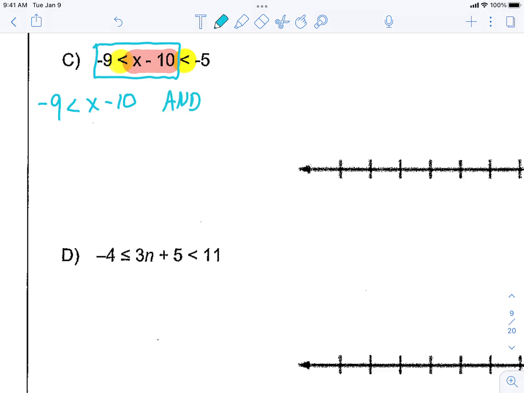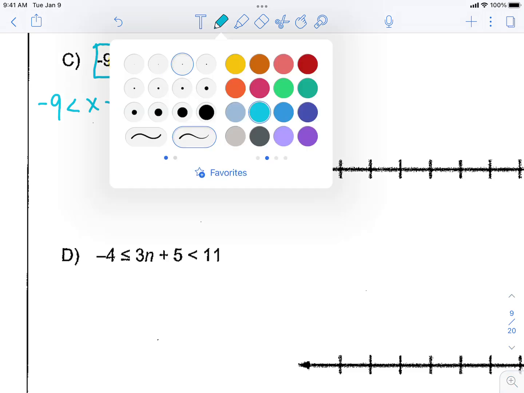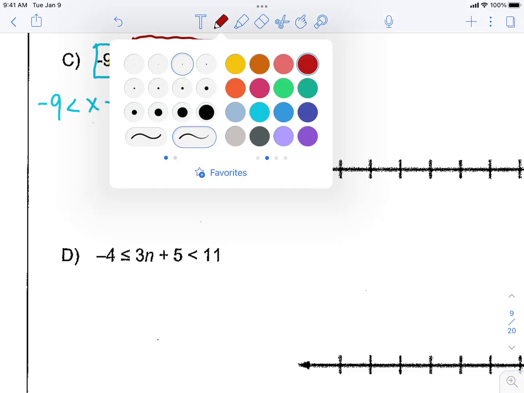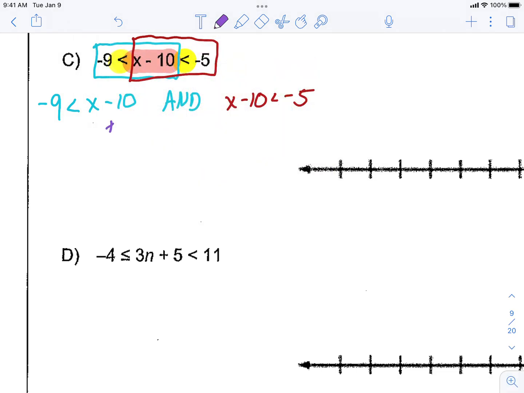And I'm going to show that "and." I'm going to give the middle to the right side. You can envision that like this. Notice I just worked from left to right. The inequality sign points the same way, and I gave the middle to both parts. Now I'm just solving like I normally would. Add 10, add 10, add 10, add 10.